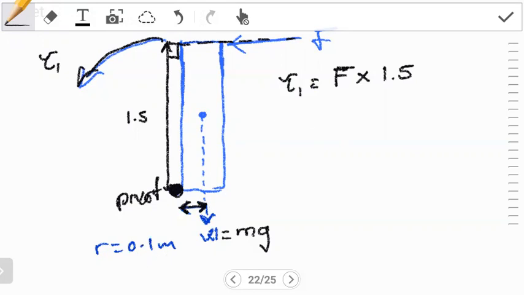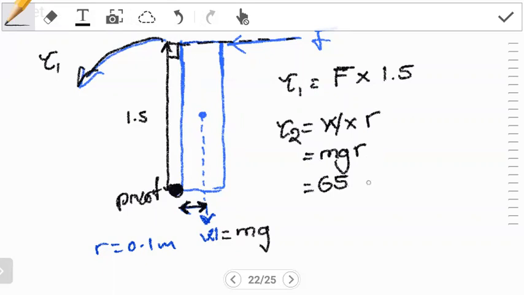To obtain that, we have torque 2. Torque 2 is due to the weight. It's W, the weight, multiplied by the radius R. The weight is mg, so torque 2 is mg times R, by definition or by formula. When we substitute, the mass is 65 kg, g is 9.8, and R in meters is 0.1.